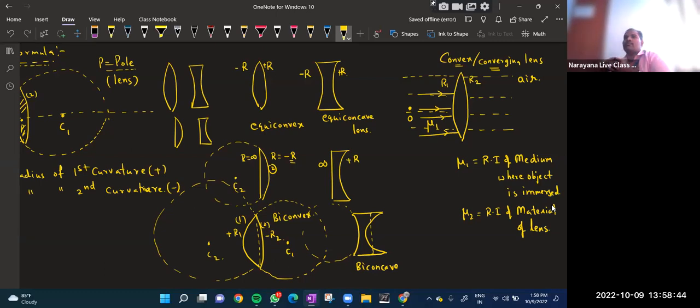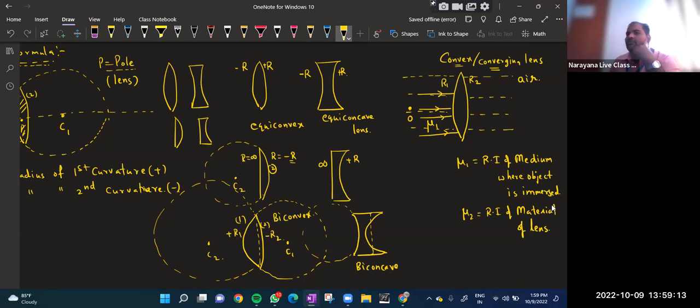Concave means concaving action. You know, a cave. After emerging, they do not meet. They form one conical cave-like structure. That's why it is called concave actually. So it is a diverging action they will perform. They do not meet after the refraction. That type of lens is called what here? Concave. Is my point clear?